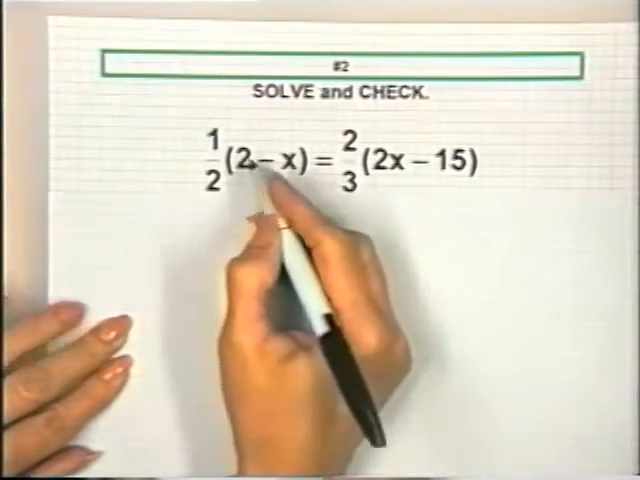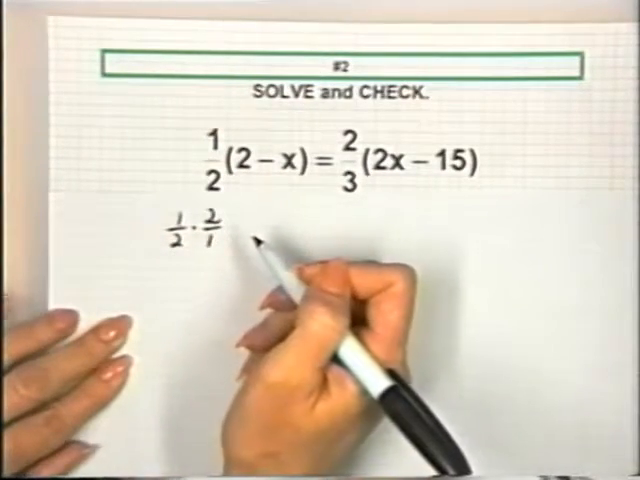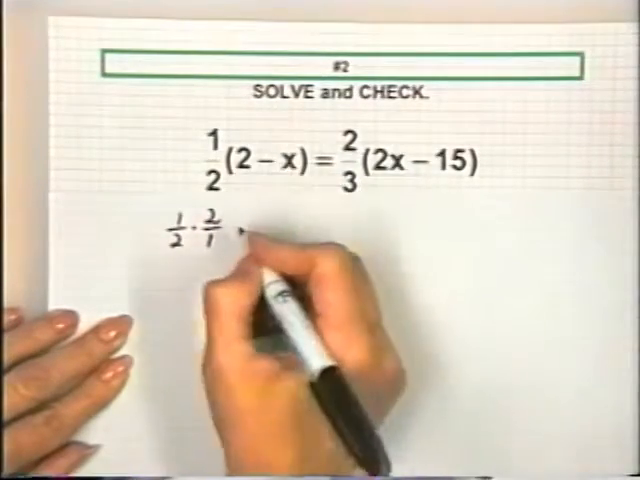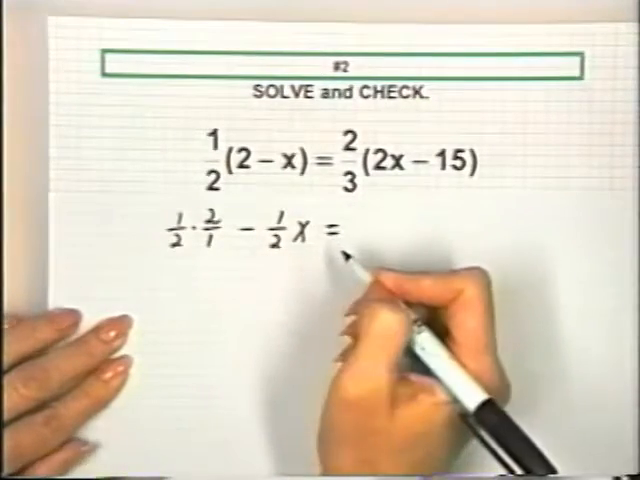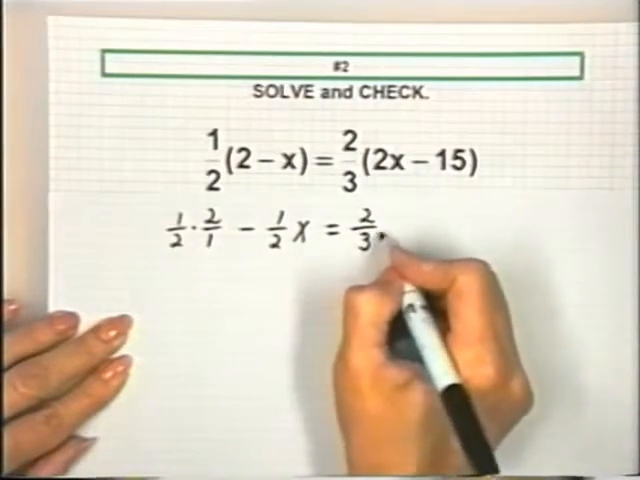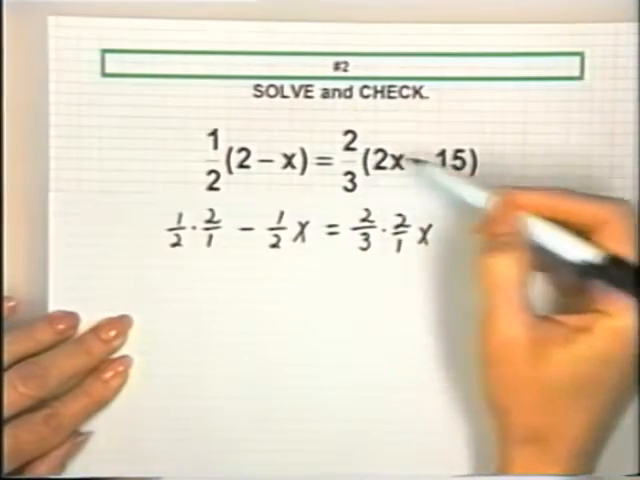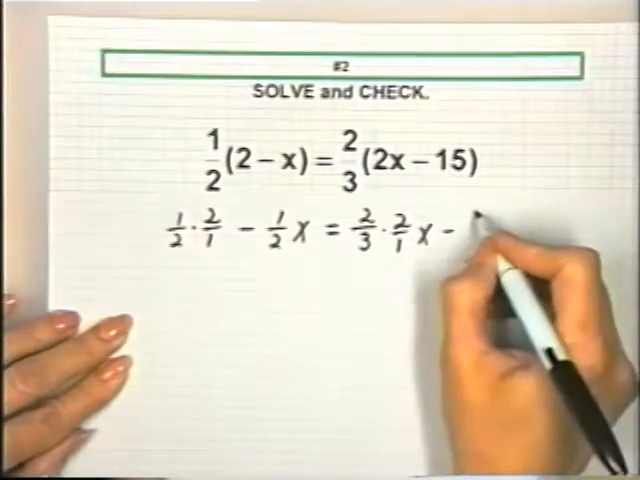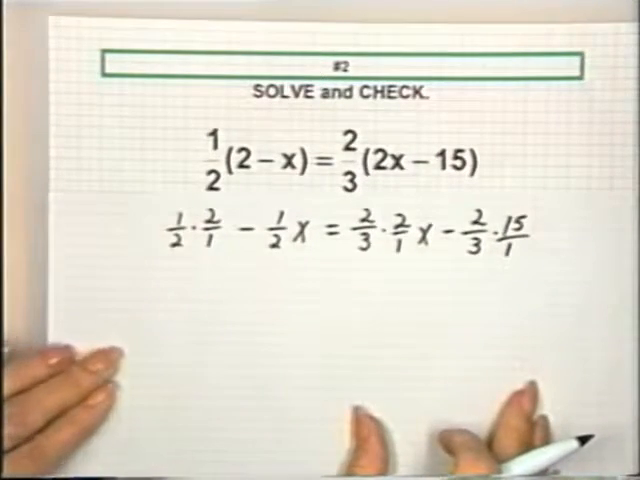I will say 1/2 times 2. I will go ahead and write the 2 as 2/1. I will say 1/2 times negative x. A positive times a negative is a negative. And then I will write 1/2 times x. Equals, I will say 2/3 times 2x. I will write the 2 as 2 over 1, and then I will say 2/3 times negative 15. A positive times a negative is a negative. 2/3 times 15 over 1.